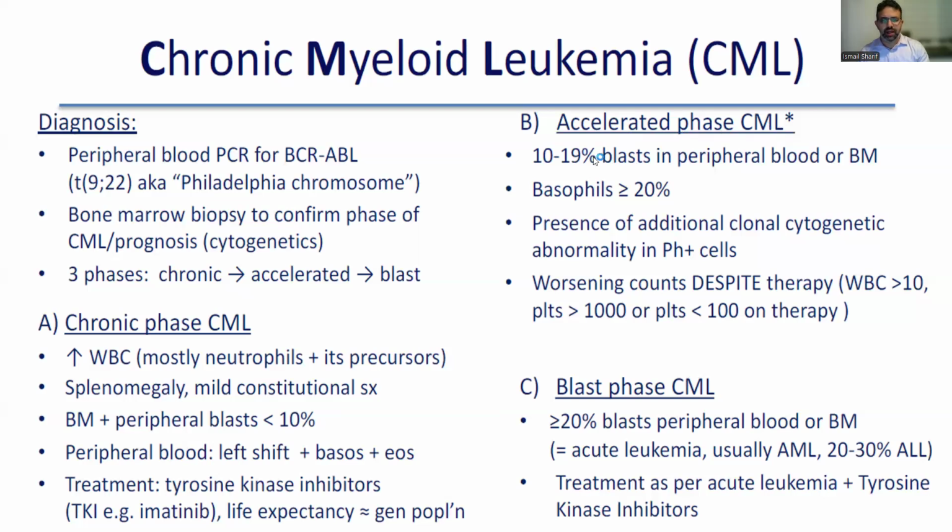Accelerated phase CML is basically blasts between 10 and 19%. Remember, 20% or higher is in keeping with blastic or acute leukemia phase. Or having basophils more than 20%, or the presence of additional clones. Those patients have counts worsening despite therapy, so treatment is usually higher doses of TKI. Blast phase CML is more than 20% blasts, and we treat those the same as AML with induction chemotherapy, but we add to that the tyrosine kinase inhibitor.